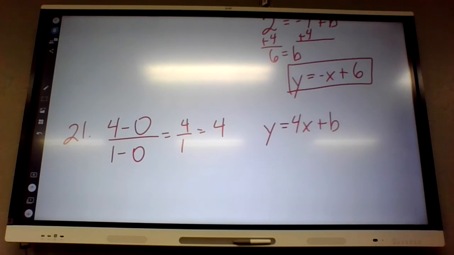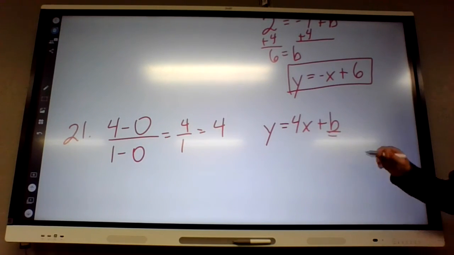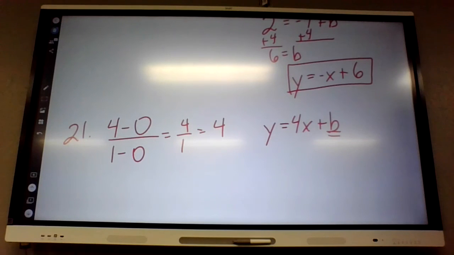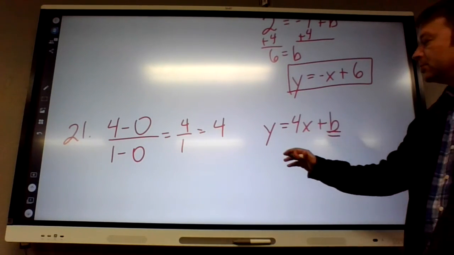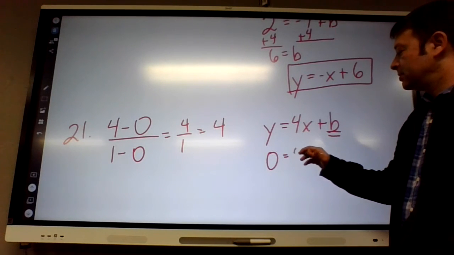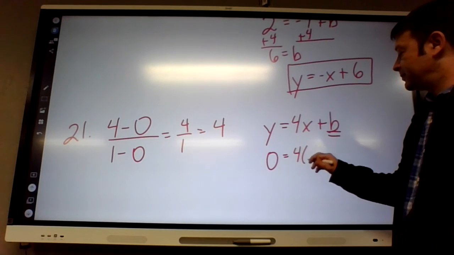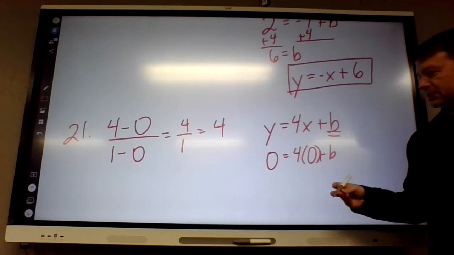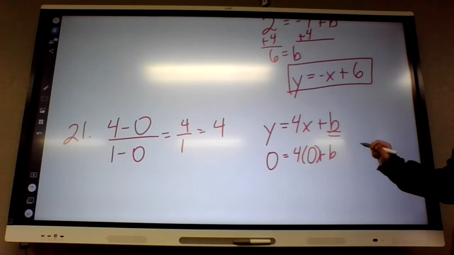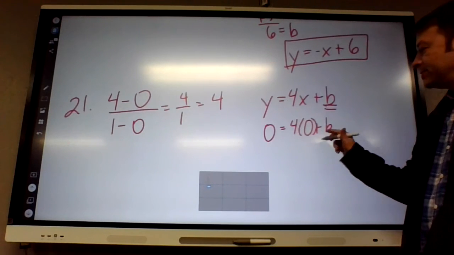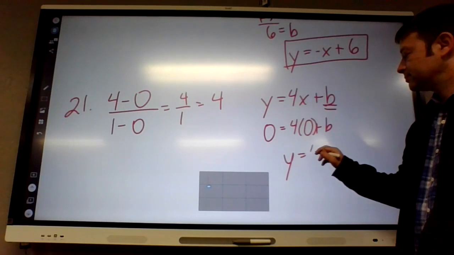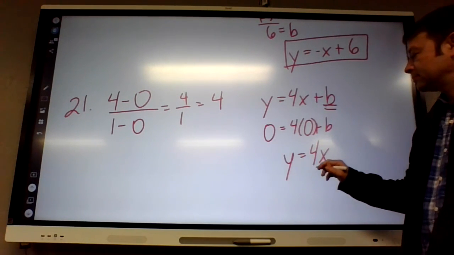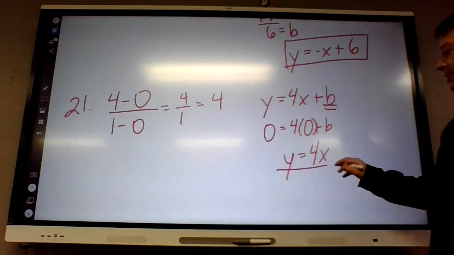How do I find the y-intercept? Plug in one of the points. What would be the easier one to plug in? 0, 0. If 0 equals 4 times 0 plus b, what does b have to be? 0. 0 is the y-intercept. So what's my final answer? y equals 4x plus 0. Do I need the plus 0? No.